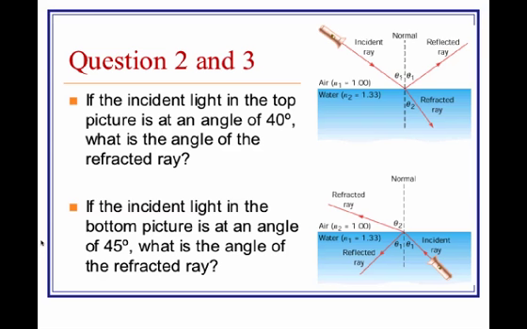All right, questions number 2 and 3. If the incident light in the top picture is at an angle of 40 degrees, what is the angle of the refracted ray? And question number 3, if the incident light in the bottom picture is at an angle of 45 degrees, what is the angle of the refracted ray? Keep in mind that in the second picture, the light is going from an area of high index of refraction to low index of refraction. This is why it's moving away from the normal.